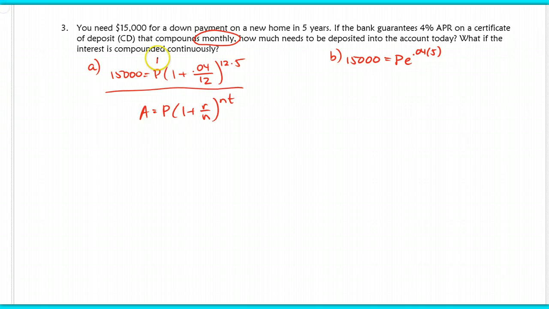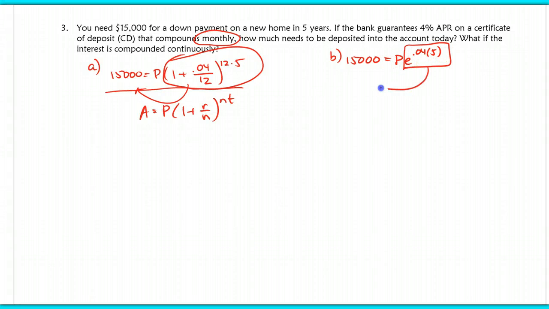Now, when you try to solve and isolate P, you just have to get rid of this. This is just a number. You can divide that number all out here. Now, for the second part of the question, it says, what if the interest is compounded continuously? How much would you need? Well, in this case, you're going to solve again for P. And remember, E is not a variable, it's a number, so you're just dividing that out here. So you're using the continuous compounded interest formula, A equals P E to the RT.